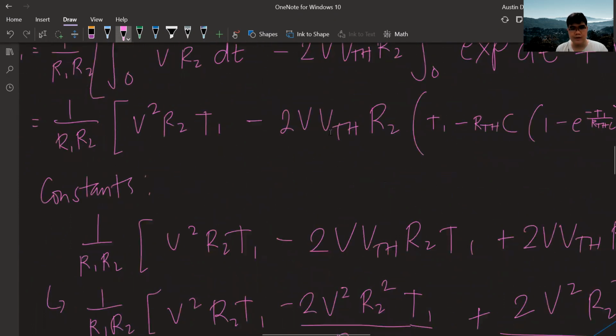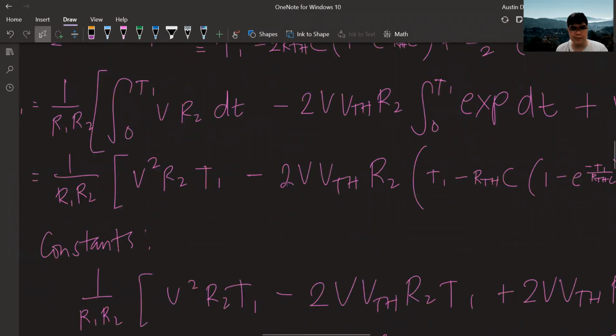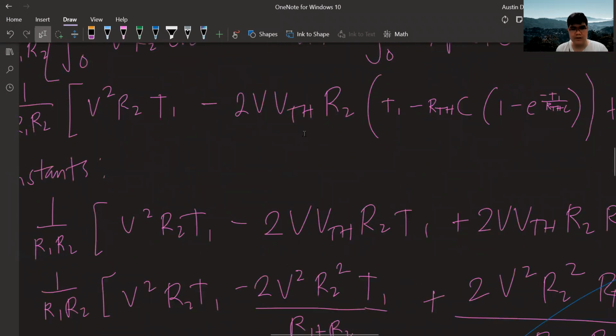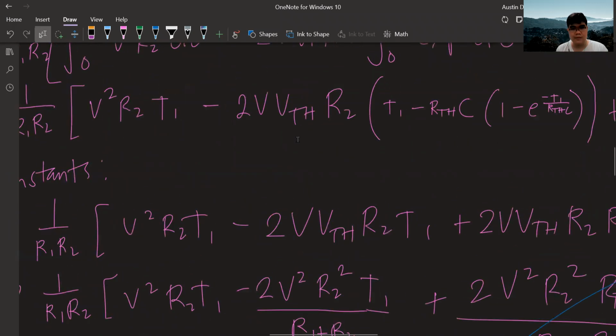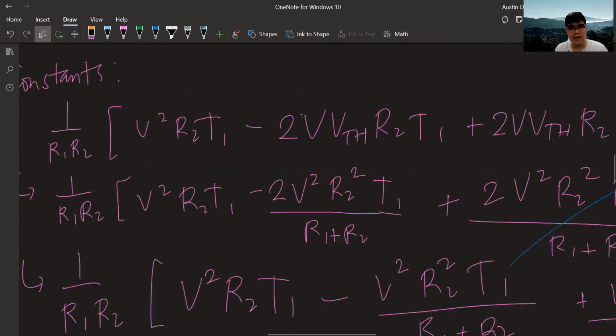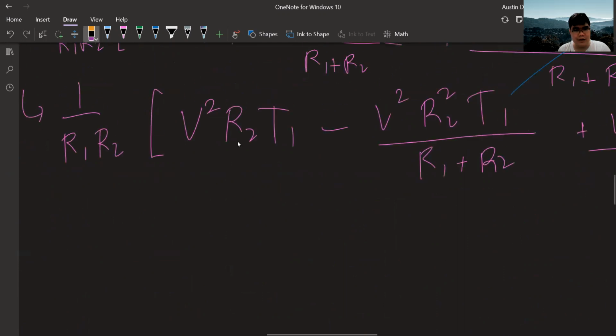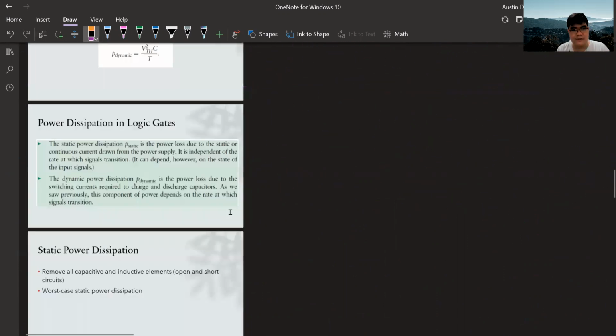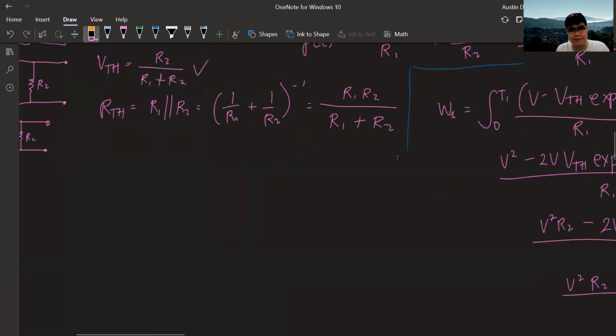So, first things first is this guy. May ganun pa rin. May 1 over R1 and R2 times negative V VTH Rs over R2. Okay, I think, sige, kayo na to. Simplify na lang natin muna yung constant. And if it turns out na tama yung first term natin, then probably we have done things right, and then we are going to produce the second term.